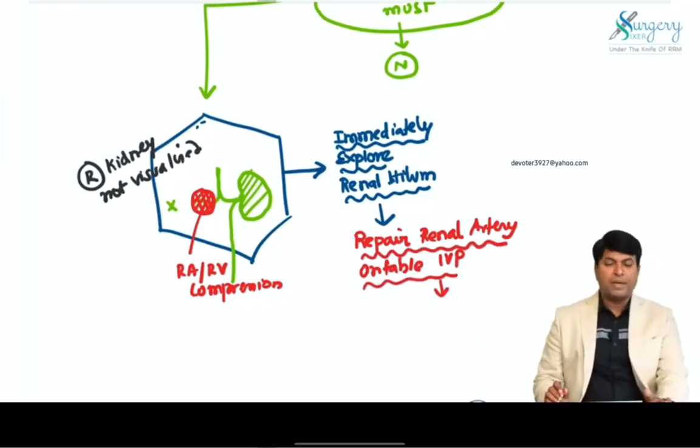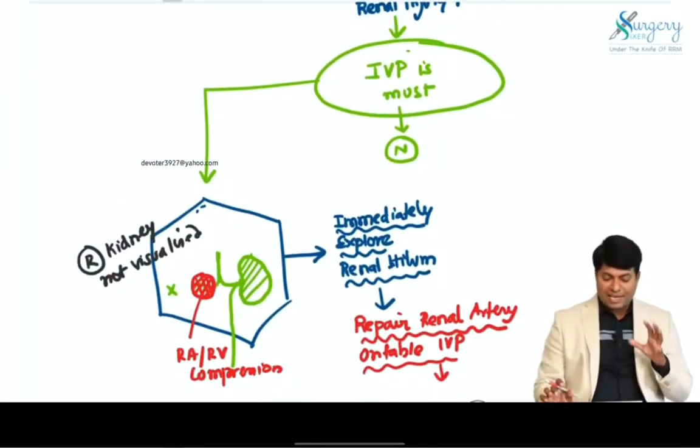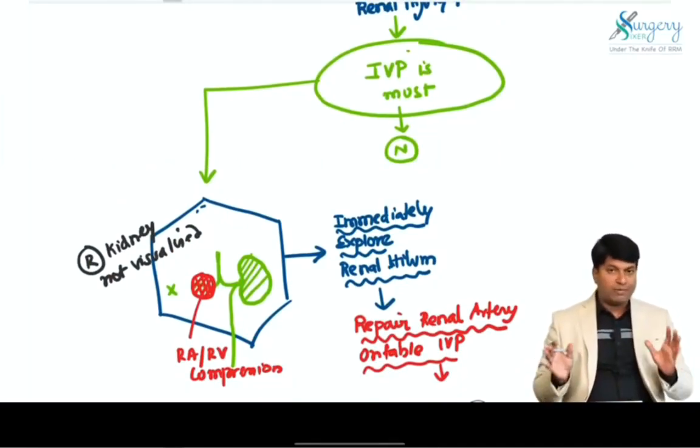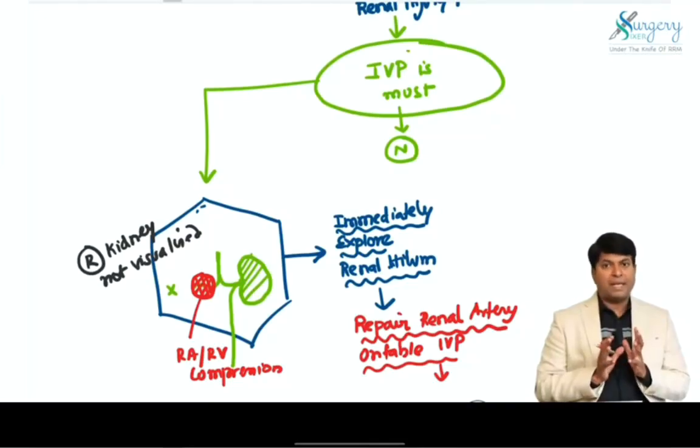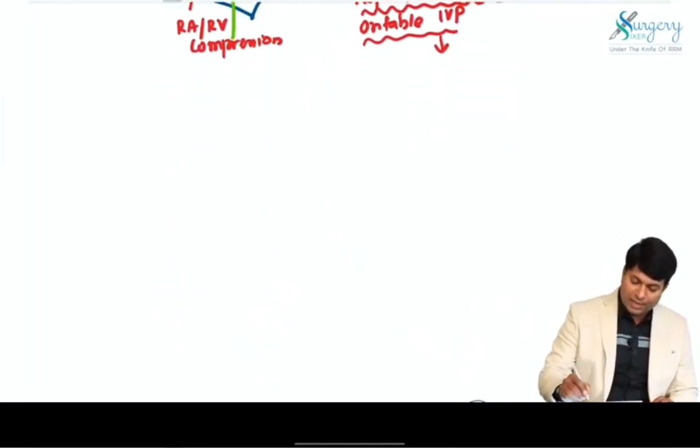Please don't forget this question. This is an essential question for your exams. In a stable patient, always IVP must be done. If IVP is normal, nothing to worry, send him home. If the right kidney is not visualized on IVP, there is some perirenal hematoma. Immediately you must explore the renal hilum. Please don't forget this point.